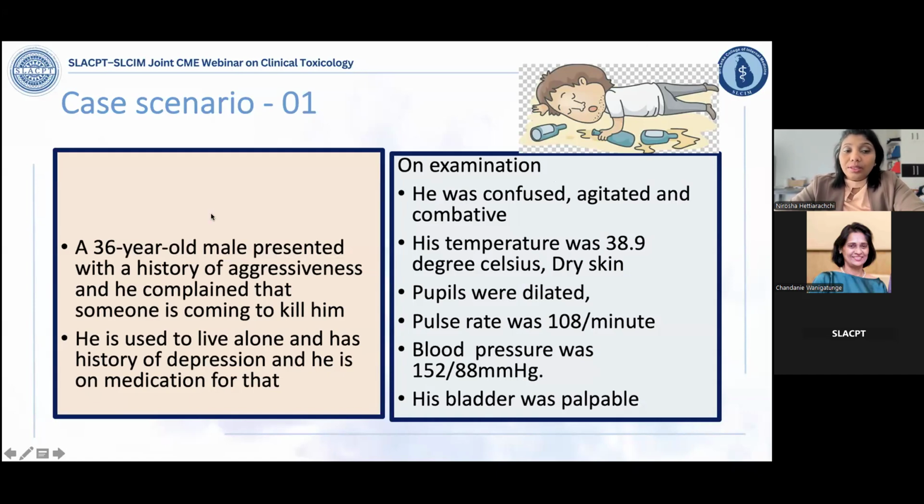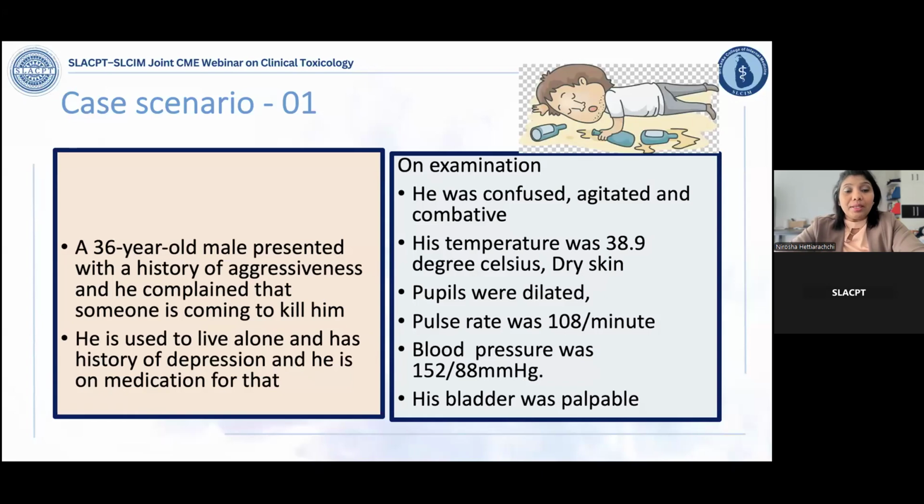We have this 36-year-old male who presented with a history of aggressiveness, and he's complaining that someone is coming to kill him. He used to live alone and has a history of depression, and he's on medication for that. On examination, he was confused, agitated, and combative. His temperature was about 38 degrees Celsius with dry skin, the pupils are dilated, and the pulse rate is about 108. Blood pressure is on the high side, 152/88. On examination, his bladder was also palpable.